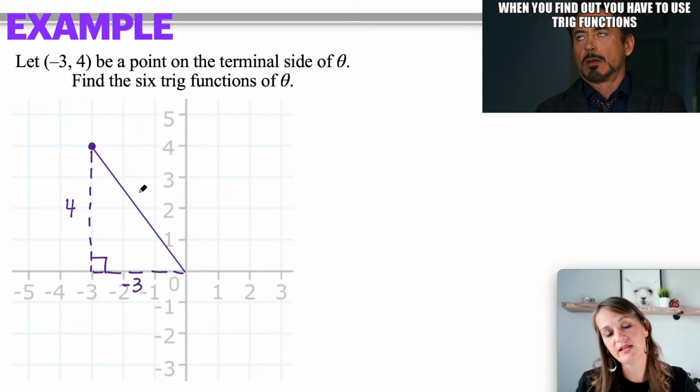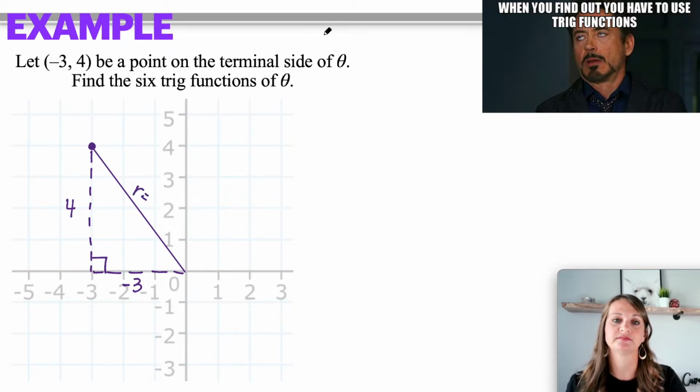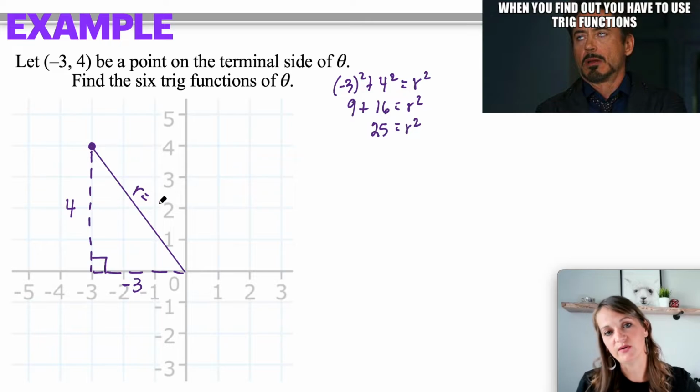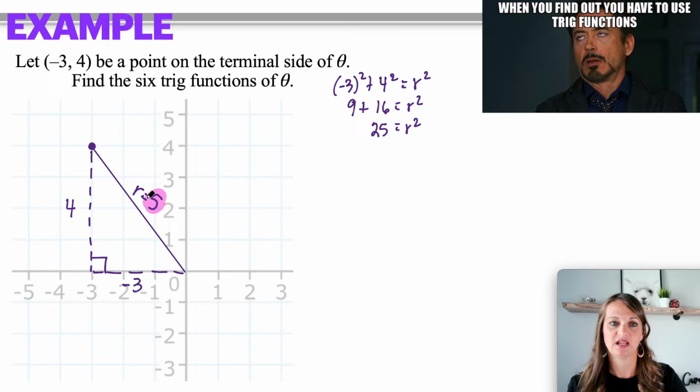So the first thing I'm going to go ahead and do is find out what is r. So if you use Pythagorean theorem, -3 squared plus 4 squared equals r squared, which is 9 plus 16, which is 25. So we actually know that r is 5 by Pythagorean theorem. So now, if you think in terms of this is theta, we can actually find sine, cosine, tangent.